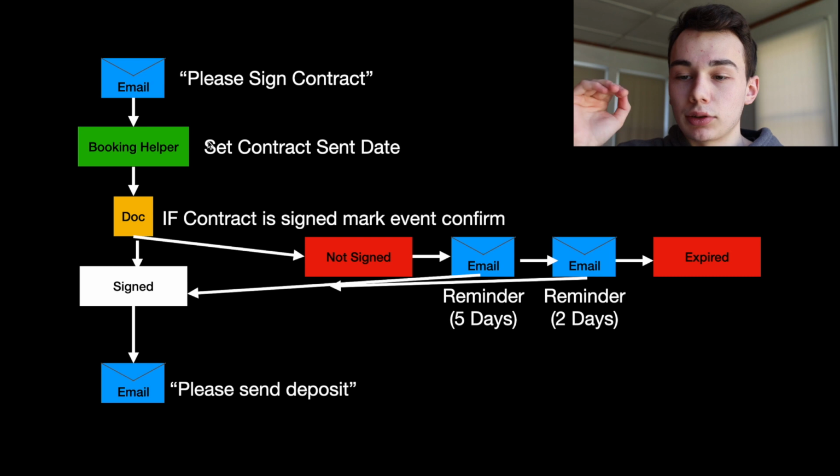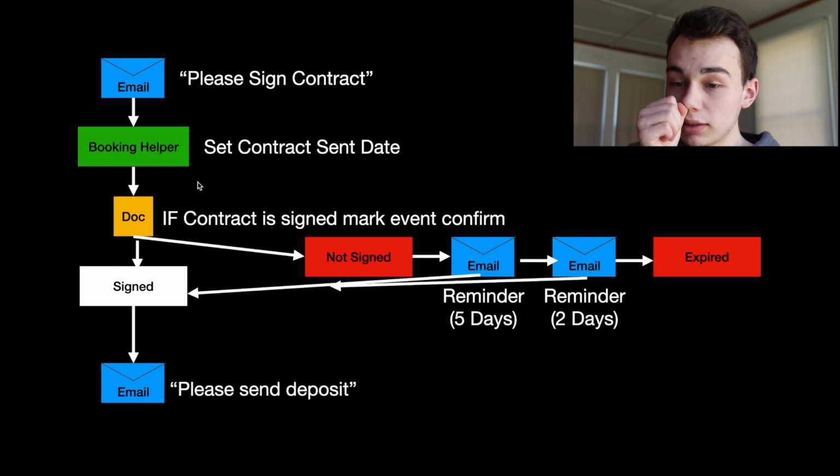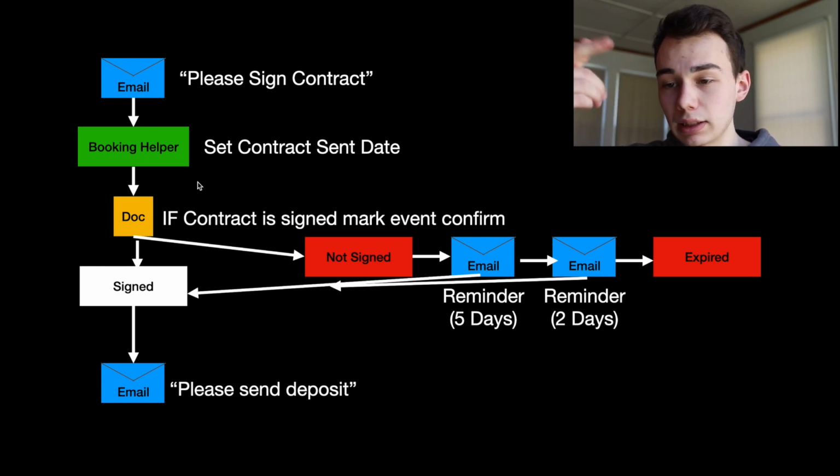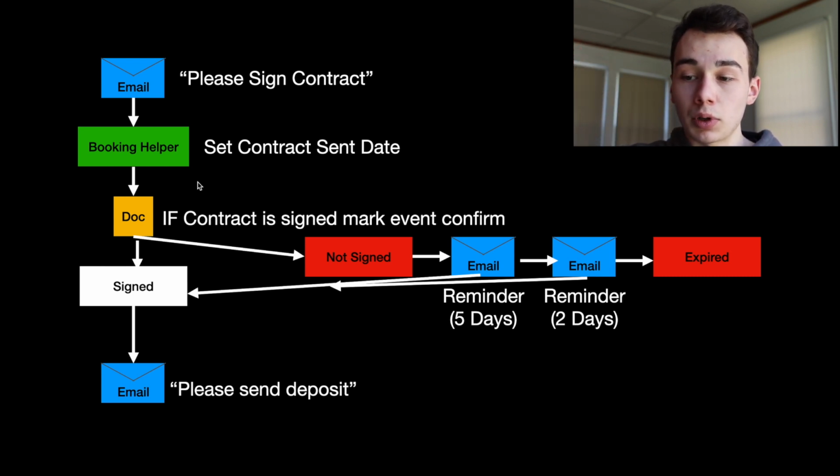But so you get this booking helper triggered that's going to set in DJ Event Planner the date that the contract was sent, so that you don't have to go in and manually set it. When you send that email, the booking helper is going to set it as contract sent today. Then the customer gets the contract in the email, they click the link, they go to sign it, or they don't sign it. For whatever reason, they see the email, forget to sign it, whatever.